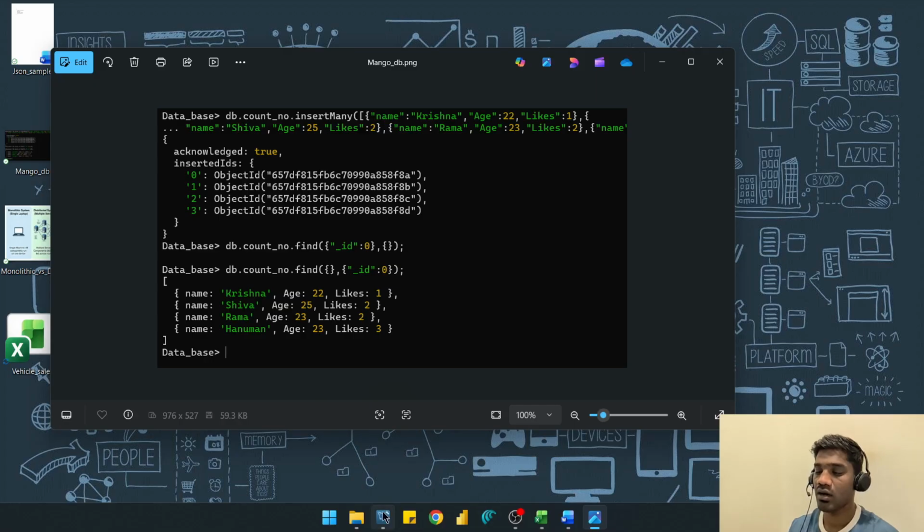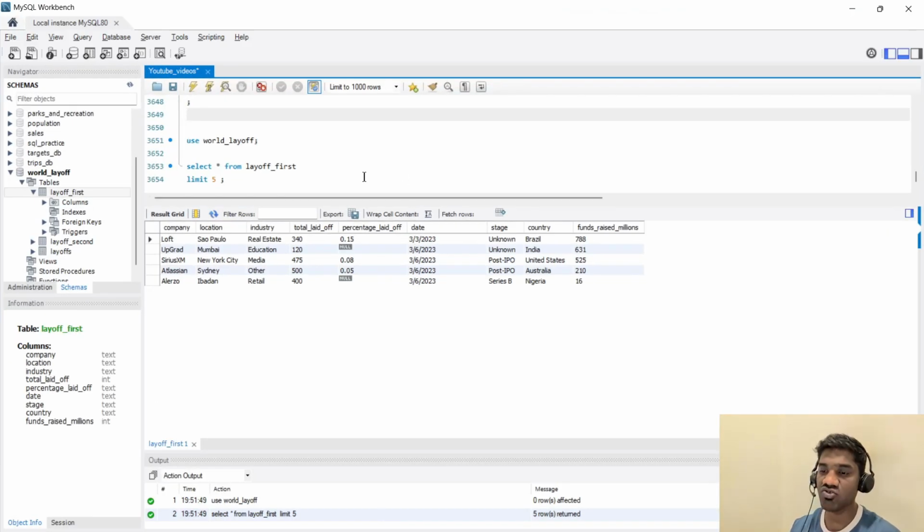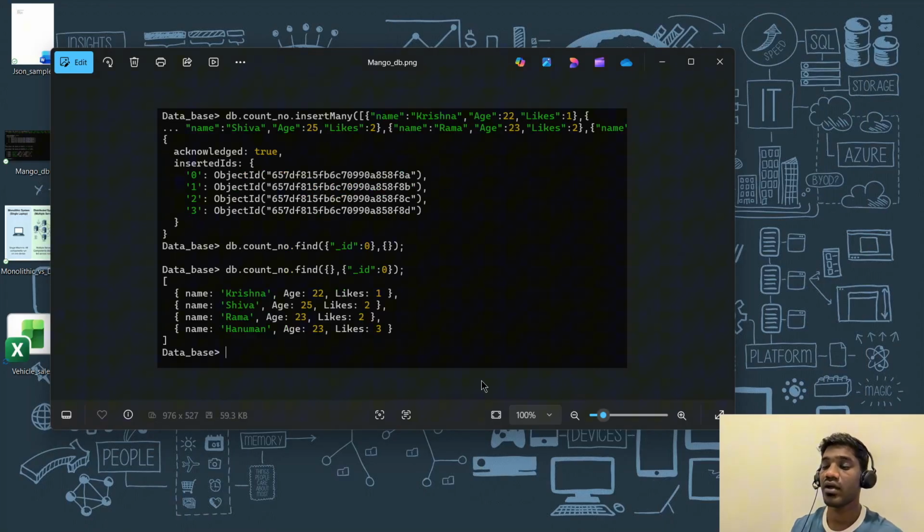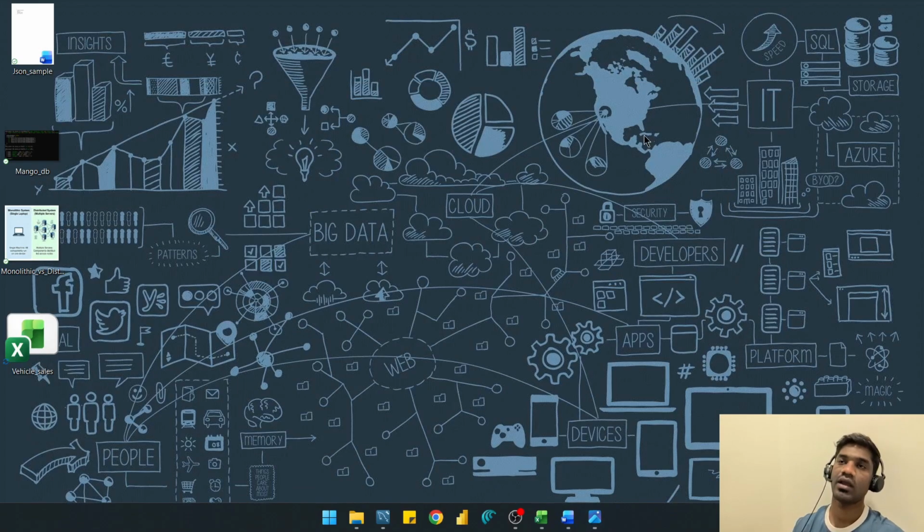In our traditional database, we can handle only structured kind of data. In our NoSQL databases, we can handle unstructured data and semi-structured data. Fine. So, is that what data engineering is all about?